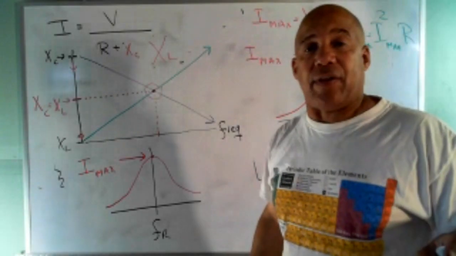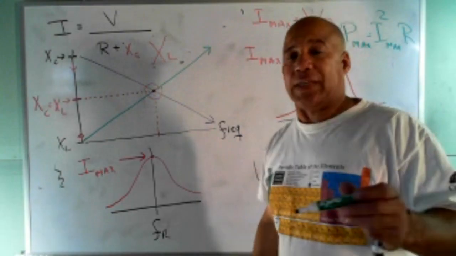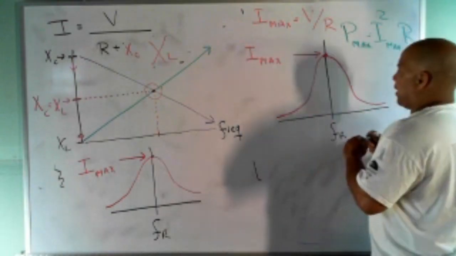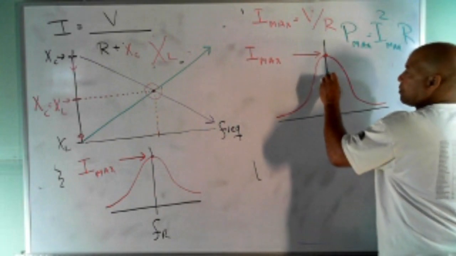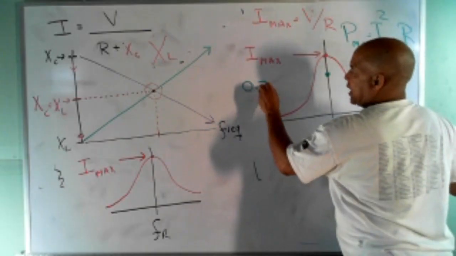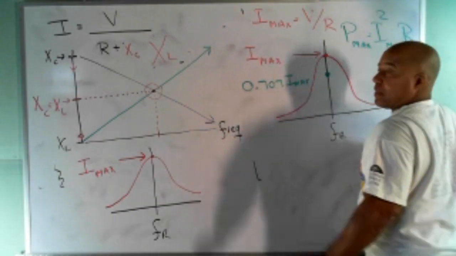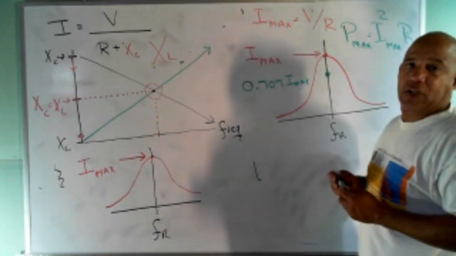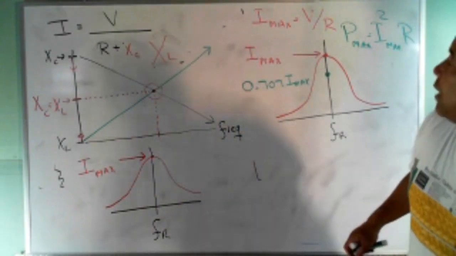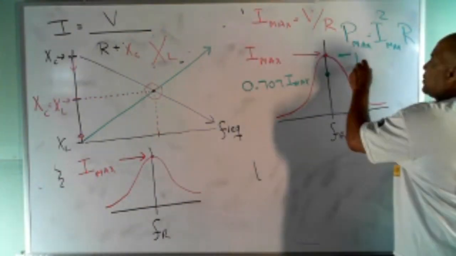Once you get that value, you can take 0.707 of it. If you take 0.707 of it, it's going to give you a point right here. This right here is 0.707 I max. It's not hard, just follow what I'm doing. Listen to what I'm saying. If you knew what I max was, let's say I max was 10 amps.